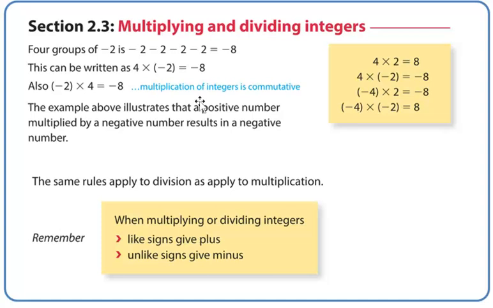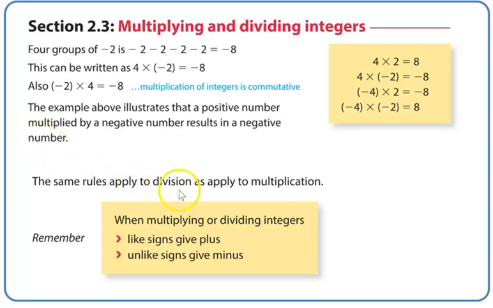Multiplying and dividing integers. 4 groups of -2 is -2, -2, -2, -2, which gives us -8. This can be written as 4 multiplied by -2, which also gives us -8. Also, -2 times 4 gives us -8. Multiplication of integers is commutative, which means the order doesn't matter. So 4 times -2 or -2 times 4 will give us the same answer because the order doesn't matter when we multiply. The example above illustrates that a positive number multiplied by a negative number results in a negative number.